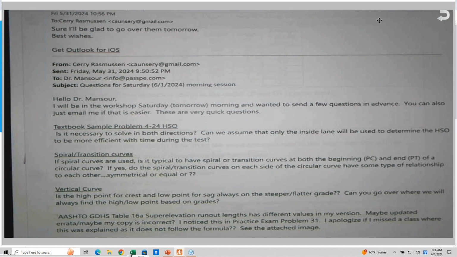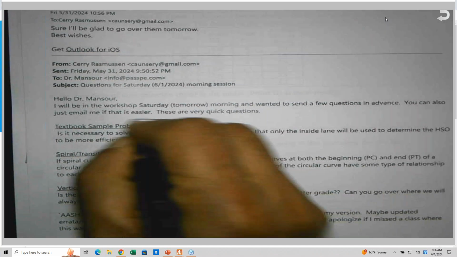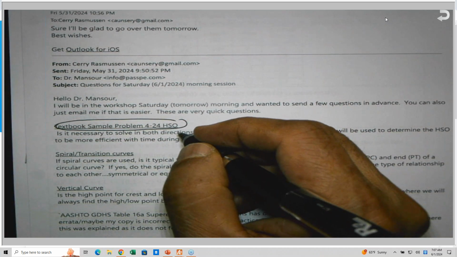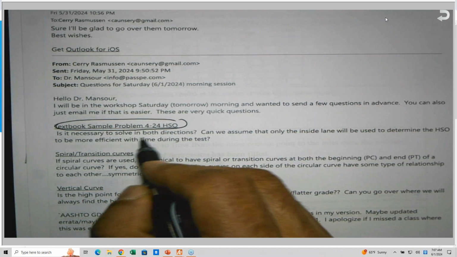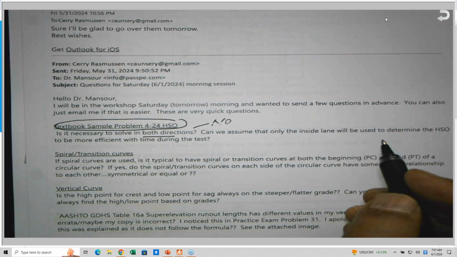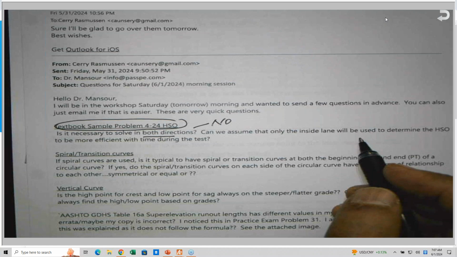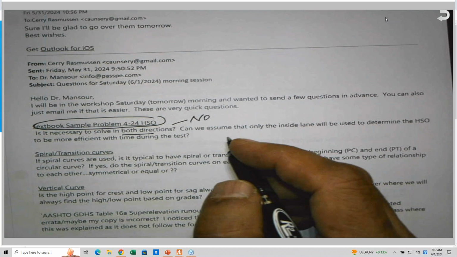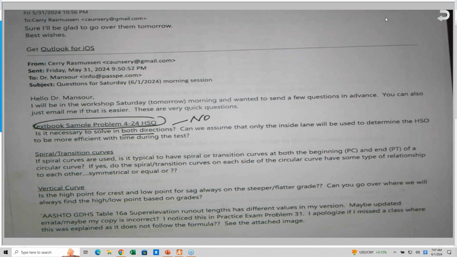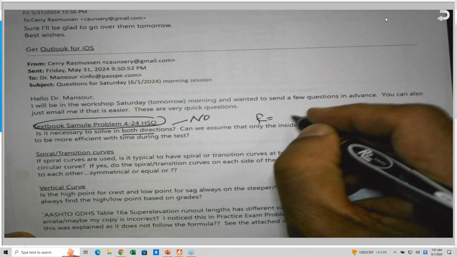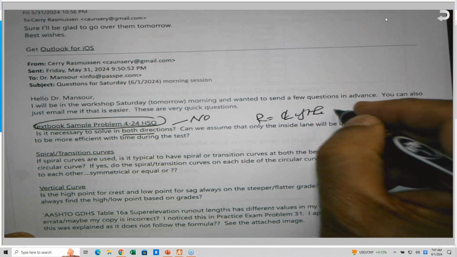Looking at the set of problems that I received from one of you, question number one, the textbook sample problem 4-24 about the HSO, the horizontal site offset. Is it necessary to solve for both directions? No. One direction is going to control, which is the inside lane, and this is why the radius R of the equation that I will show you in just a minute is the radius measured to the center line of the inside lane.